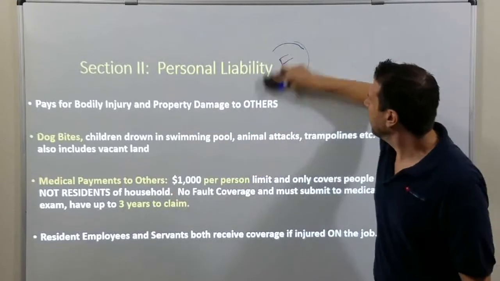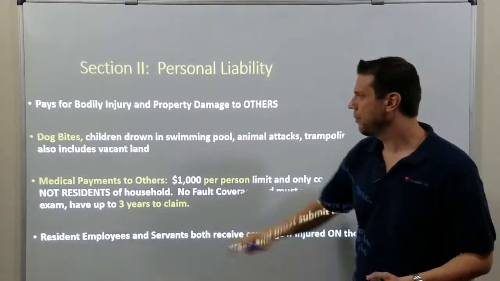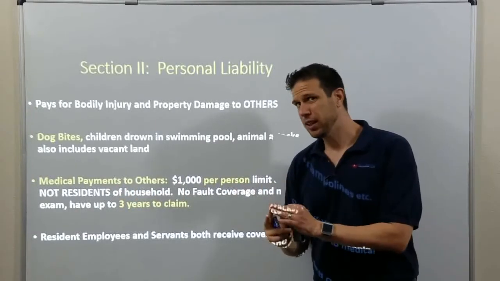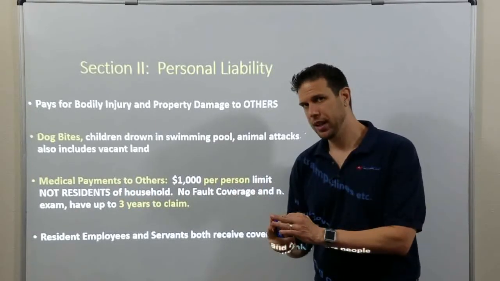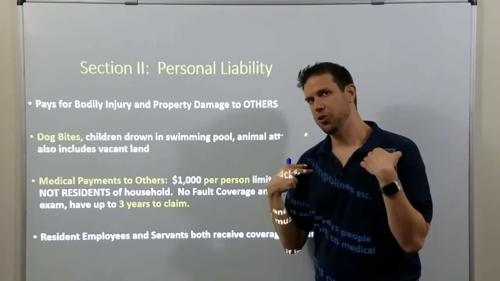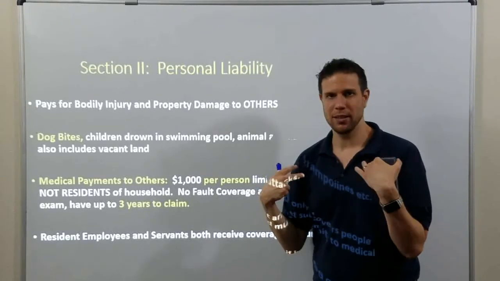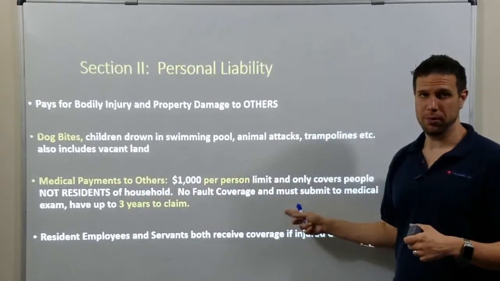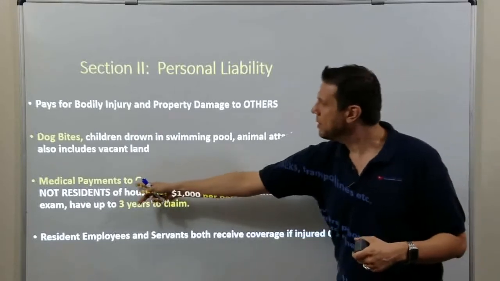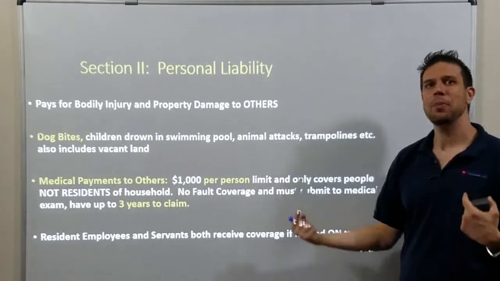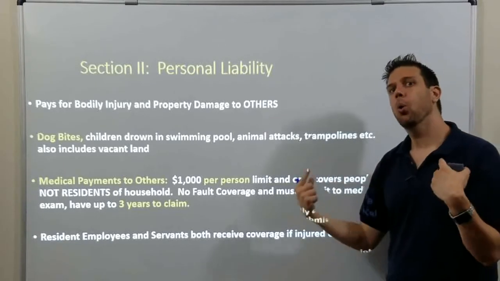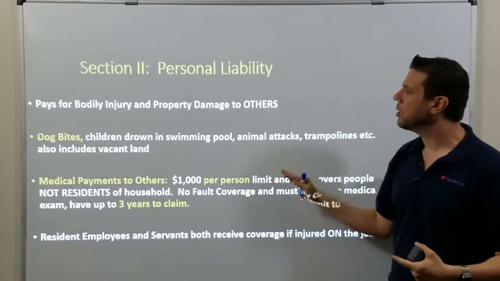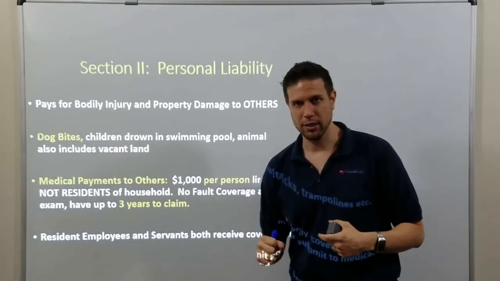It also comes with coverage F, medical payments. Medical payments is its own separate coverage that in property insurance, home, dwelling, business property, pays other people. Medical payments coverage F does not pay you or residents in your household. It has to be somebody visiting your house.